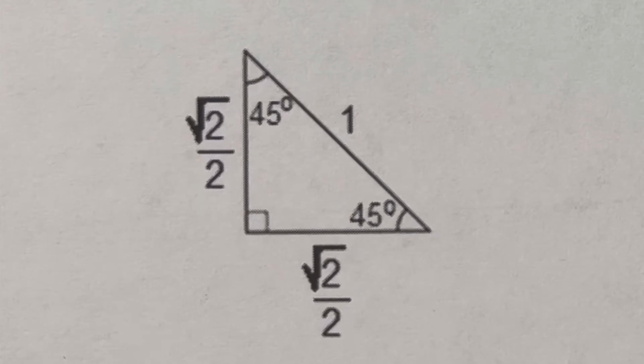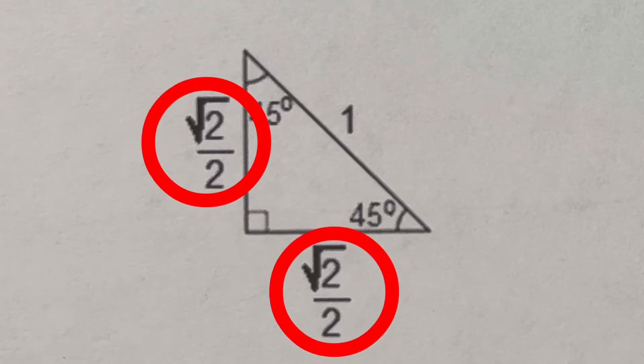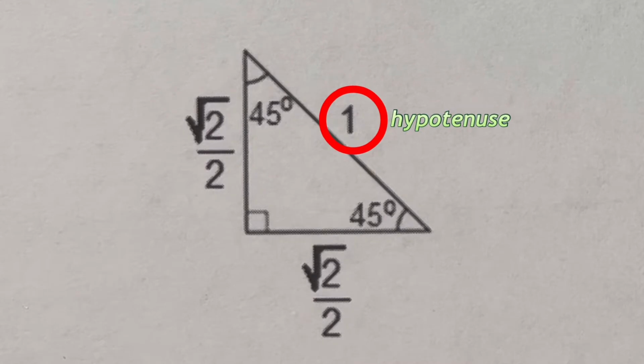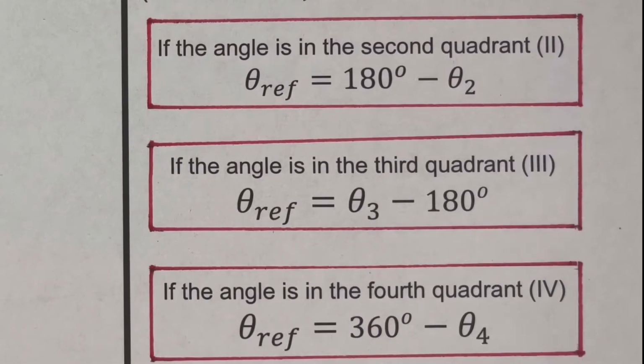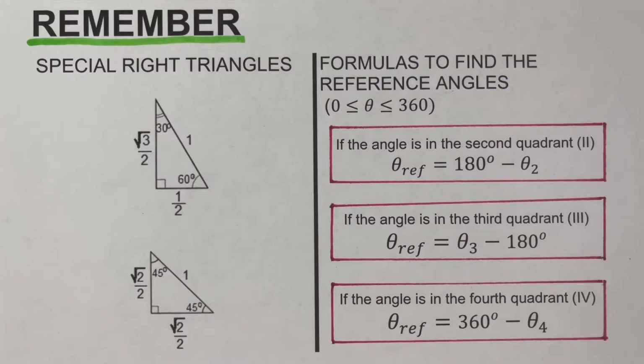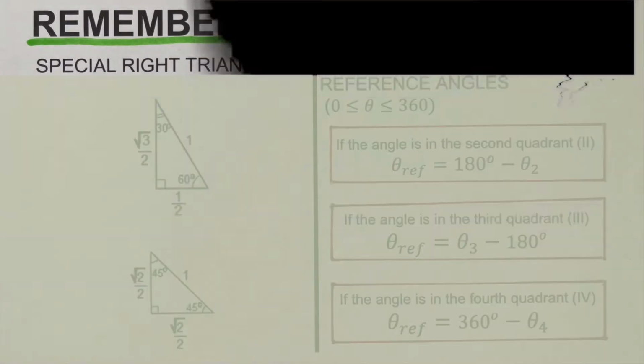Now, for the 45, 45, 90 degree triangle, the two legs are equal, having a value of square root of 2 over 2, and the hypotenuse is 1. Going over the formulas for the reference angle, we remember that these formulas are applicable if the angle is greater than or equal to 0 and less than or equal to 360.